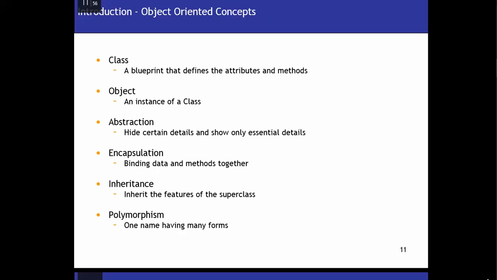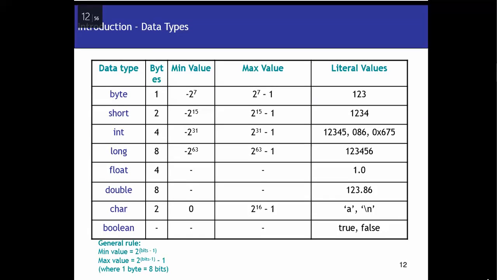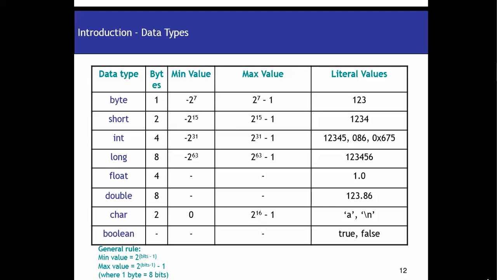So next, coming to data types. As you know, there are many data types in Java. An easy way to remember is int is 4 bytes, long is 8 bytes, float is 4 bytes, sorry, and double is 8 bytes. So int and float are common, that is 4 bytes each, and long and double are common, that is 8 bytes each. And coming to byte, it is 1 byte, short is 2 bytes, and char is 2 bytes in Java. Okay, so you'll have minimum value, maximum value, literal values. You can just check this out.